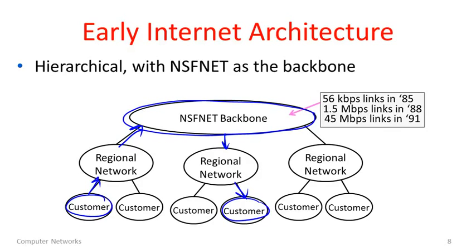Now, the early NSF network backbone, you can see here just the speeds it used. It started off with 56 kilobit per second links. Fairly quickly it upgraded to 1.5 megabit per second links, and then to 45 megabit per second links. So the network was really growing quite fast in terms of speed as well as in terms of size.